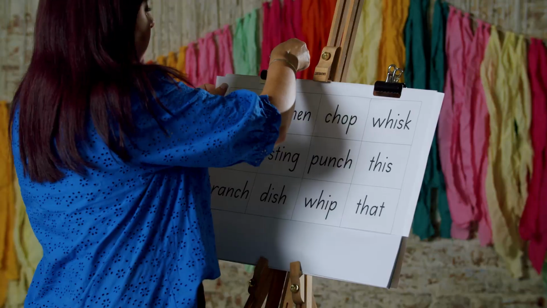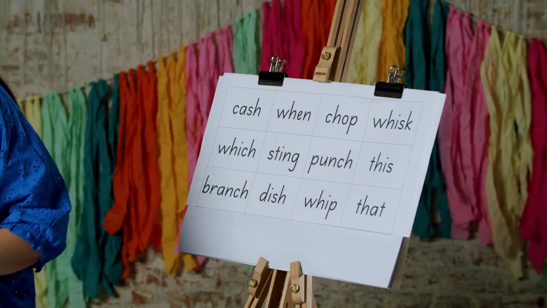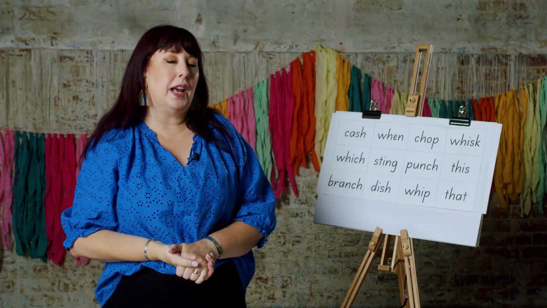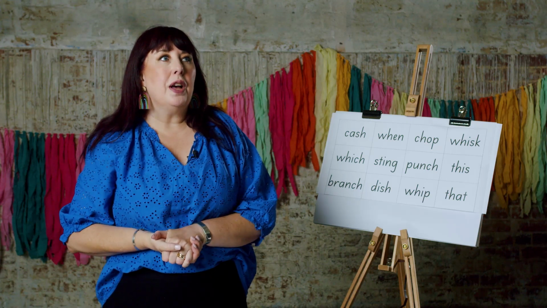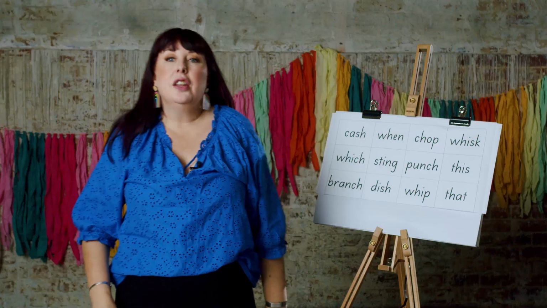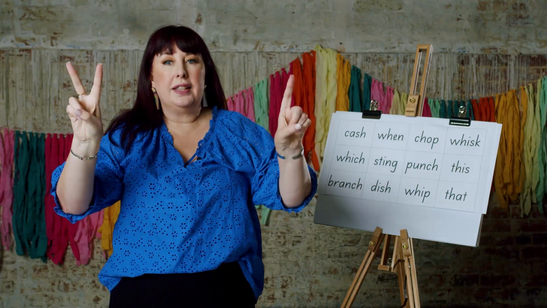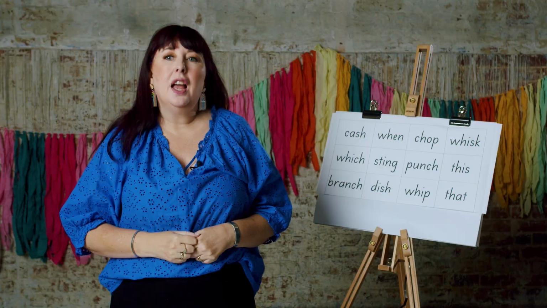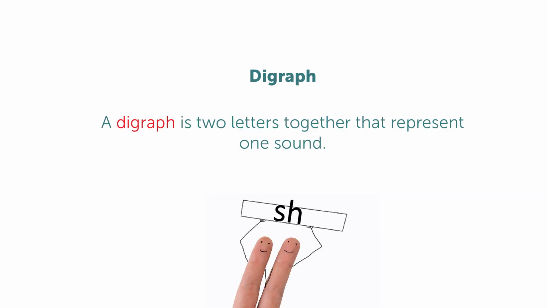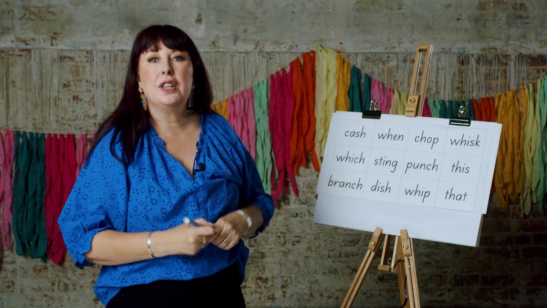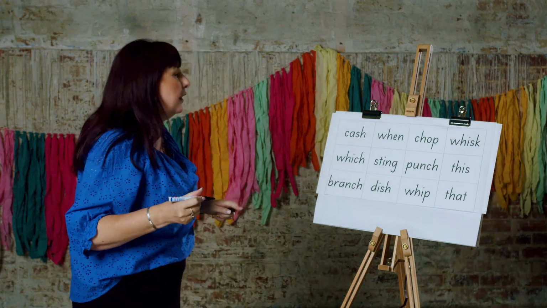Good job. We're going to have a look at some words using some graphemes and phonemes that you learnt last year. See if you can remember something called a digraph. A digraph is when two letters together represent one sound. Can you say that with me? A digraph is two letters together that represent one sound. One more time. A digraph is two letters together that make one sound. So let's have a look at these words because there's lots of digraphs in these words.